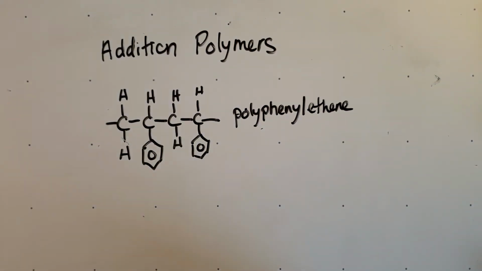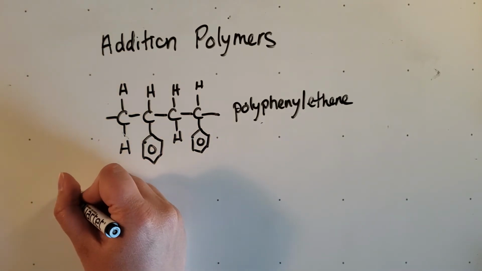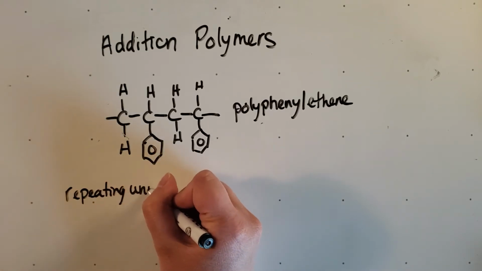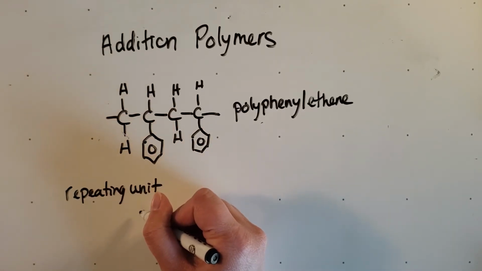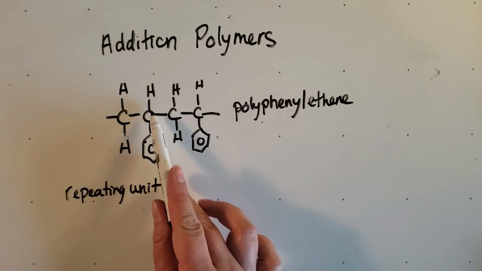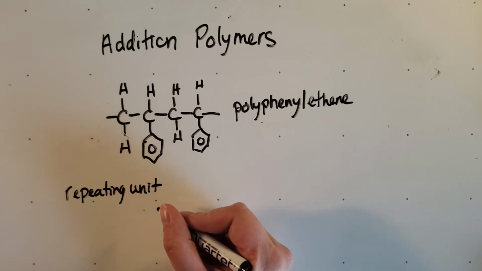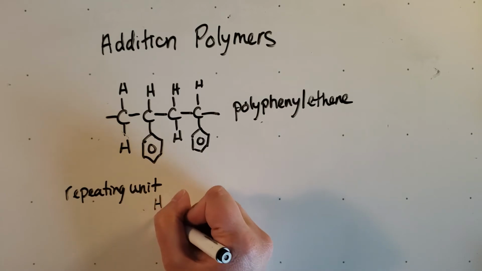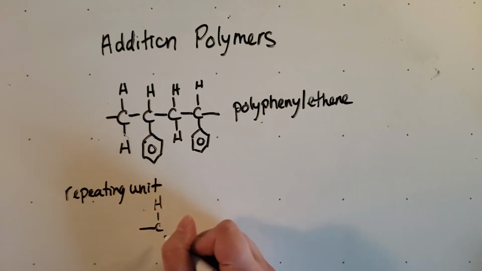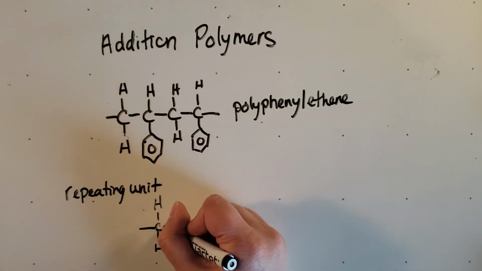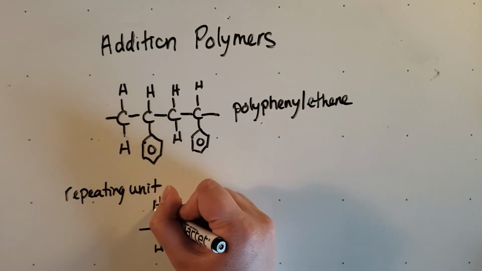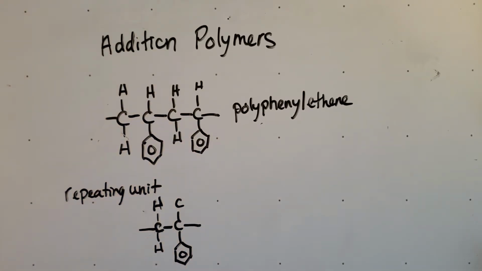Okay, so let's look at what 1 repeating unit would be. So that would be 1 repeating unit. That was a bit sloppy. Let's try that again. Our chain continuing there, and then the phenyl group, and then the chain would continue there. So that's a single repeating unit.